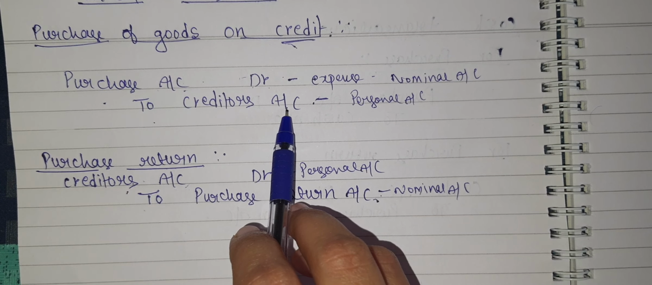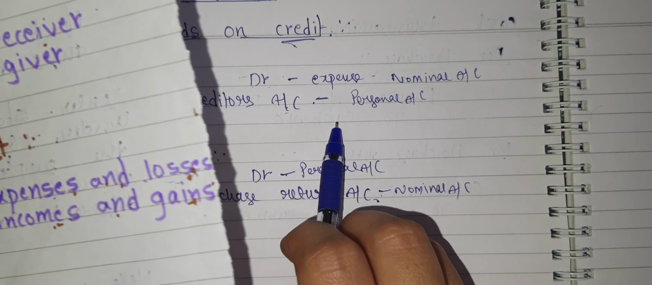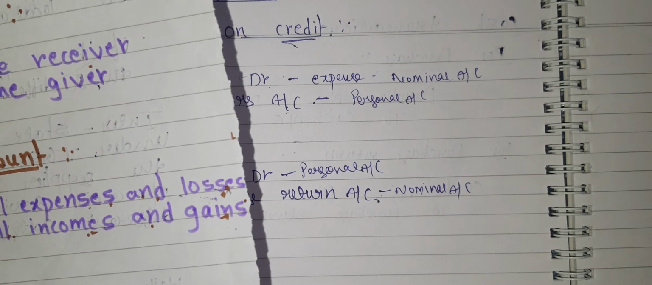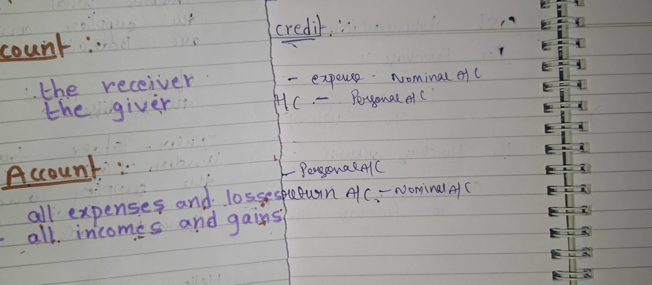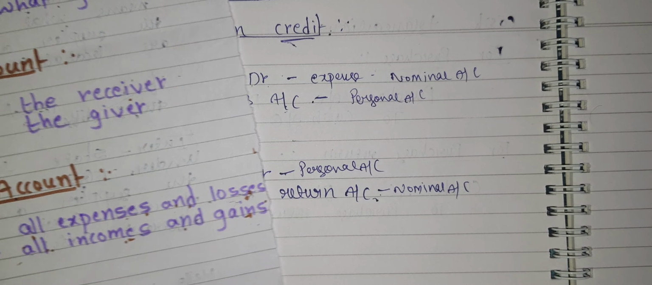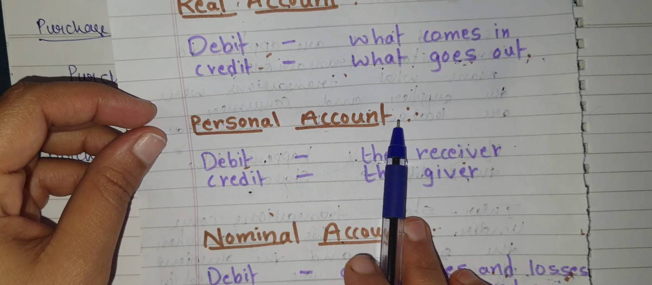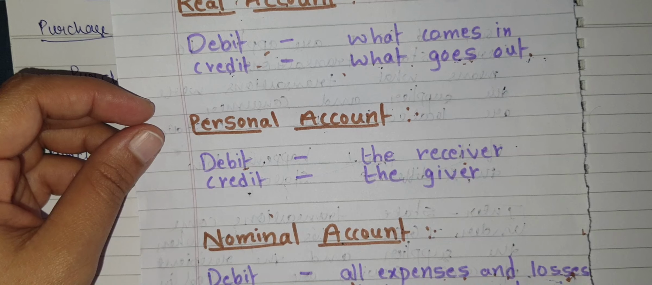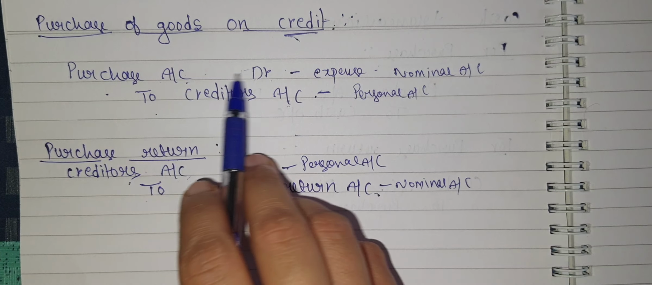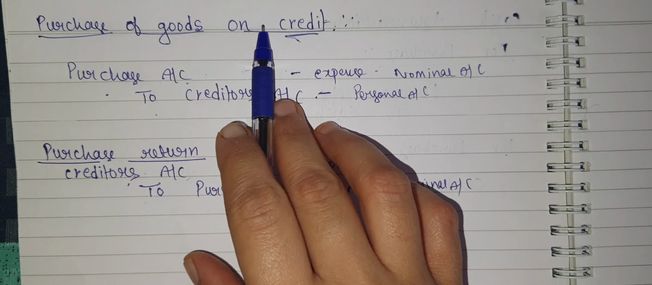To creditors account. See here, creditors account falls under personal account because it represents the person or entity to whom money is owed. The rule of personal account is credit the giver. Who is the giver? Credit the giver. So the entry is purchase account debtor to creditor's account. This is the journal entry for purchase.